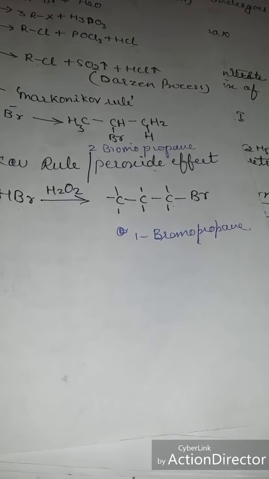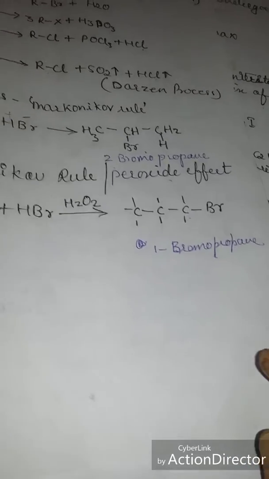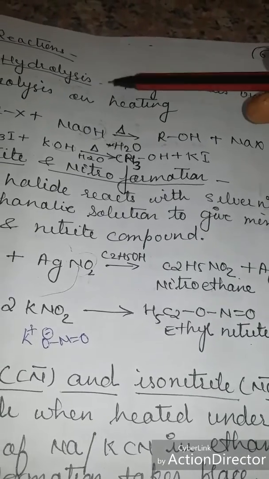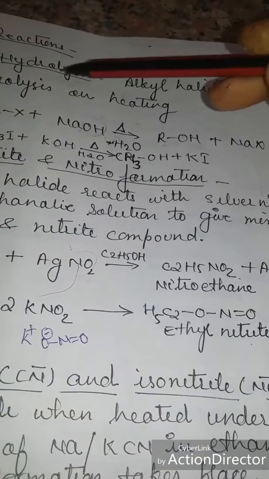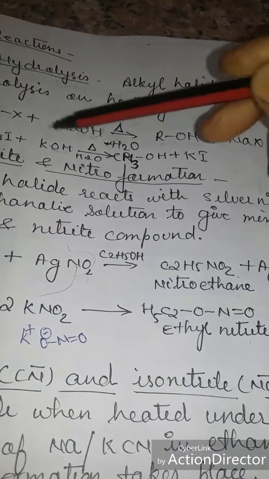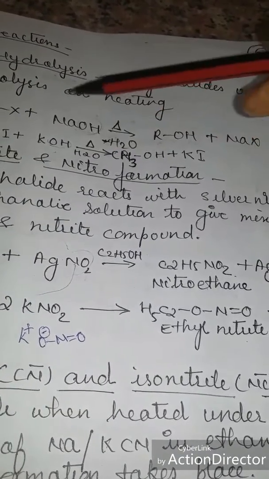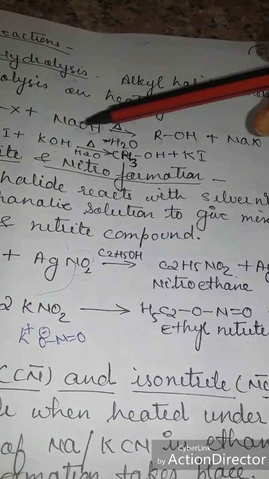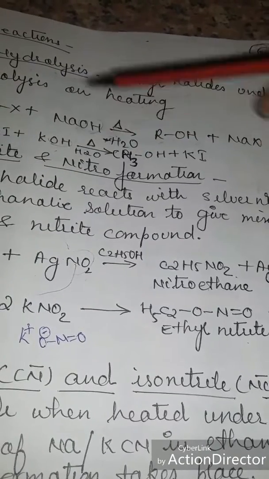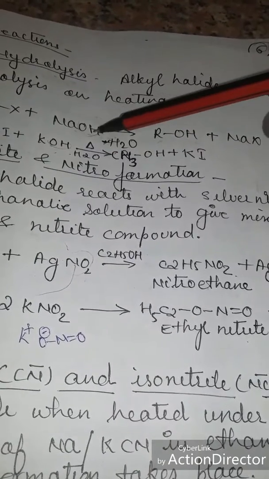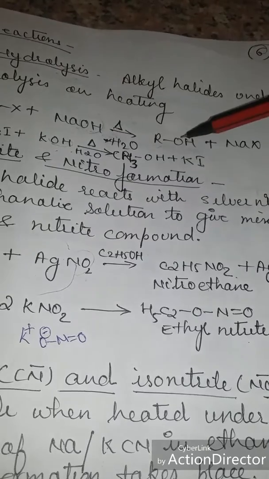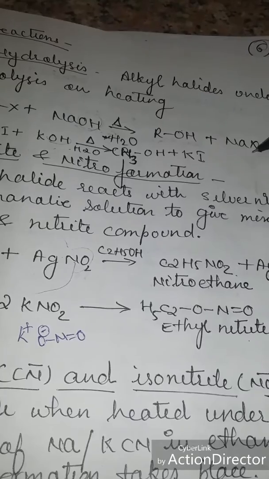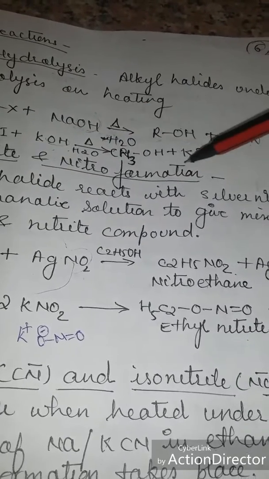Now let us talk about the chemical properties or reactions. First reaction is hydrolysis. Alkyl halides undergo hydrolysis on heating in presence of NaOH or KOH. So when you heat it, this will be replaced. This takes place in presence of water, aqueous NaOH or KOH you will be taking. So this will be replaced, you will be getting ROH and NaX. Similarly with KOH, the reaction will occur.